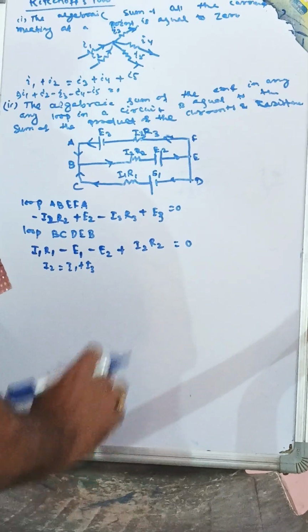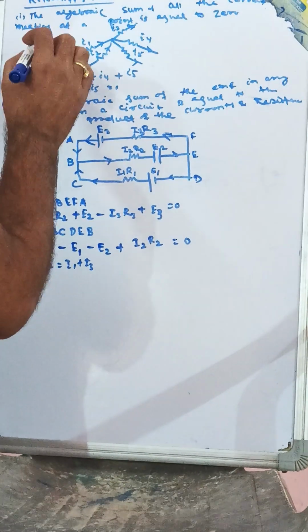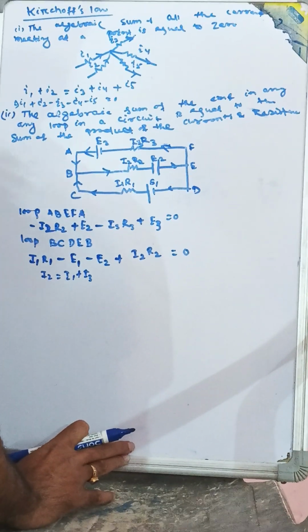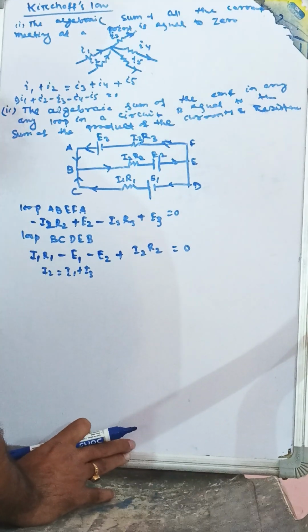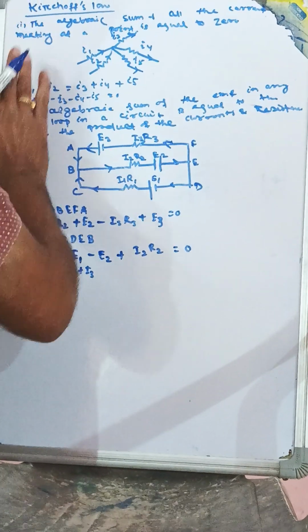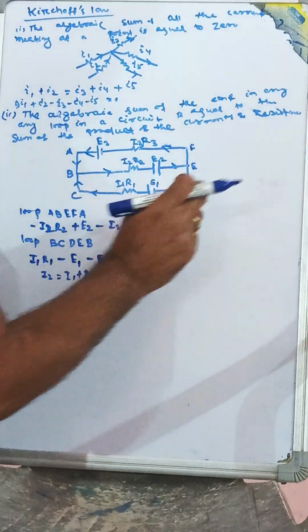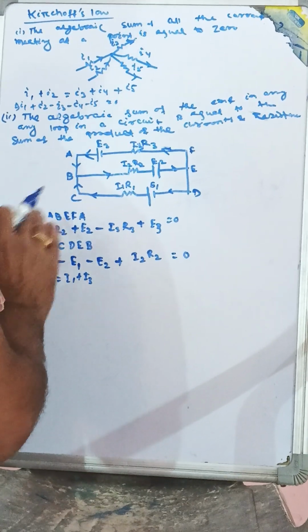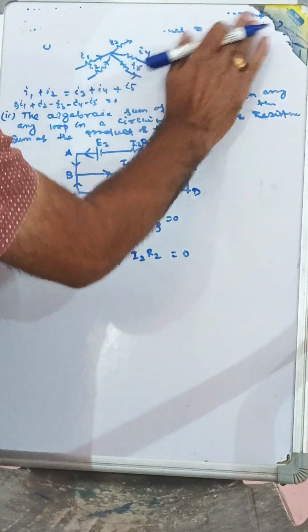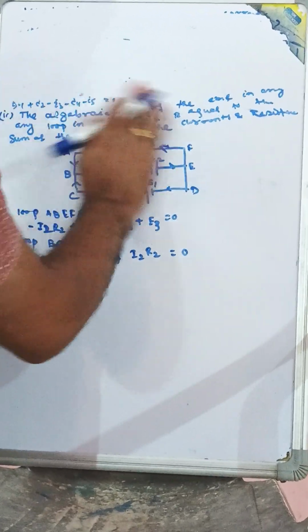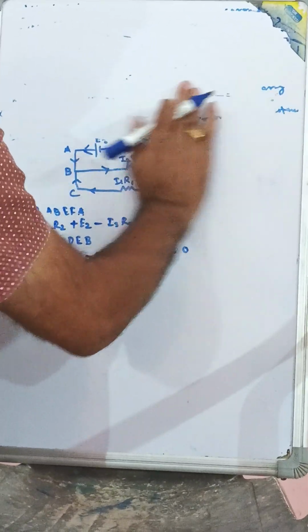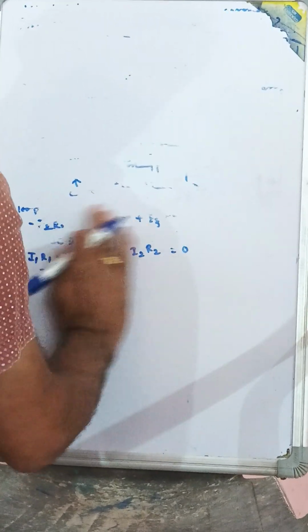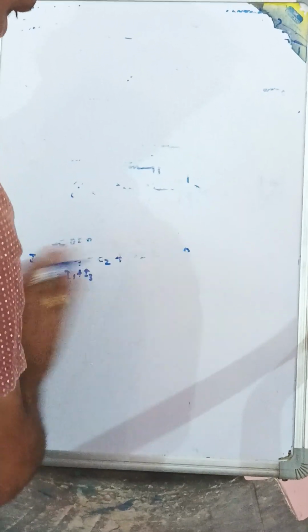Then we find the Wheatstone bridge. What is Wheatstone bridge? We will erase this first. This figure is very important, so you have to remember these figures, and then we will erase this. We will discuss this topic about Kirchhoff's law, that is Wheatstone bridge.